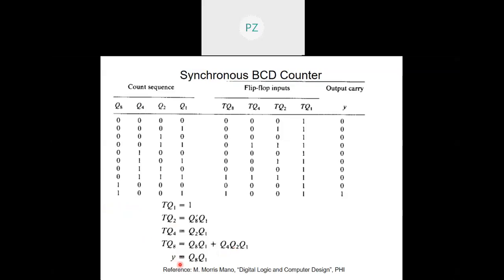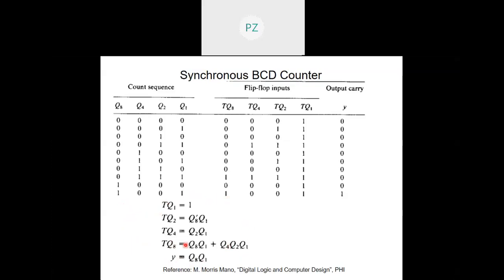And Y is Q8 Q1, that also you can see after putting all the don't care conditions. So you have to verify yourself these expressions from the 4-variable K-map. Do not forget to put these don't care conditions there. This is a BCD counter, so 10 to 15, they're all don't care conditions.